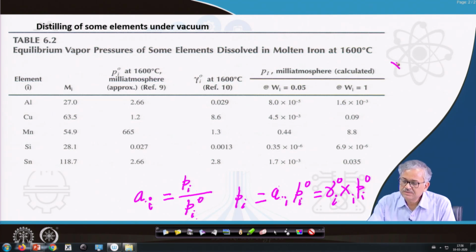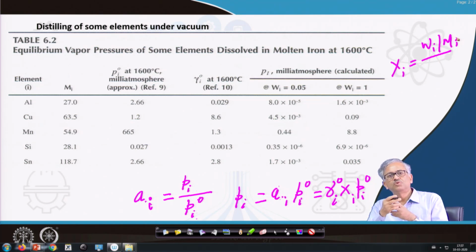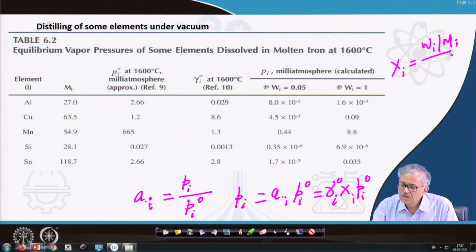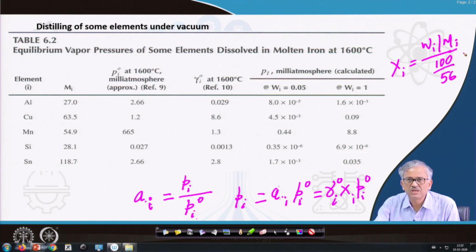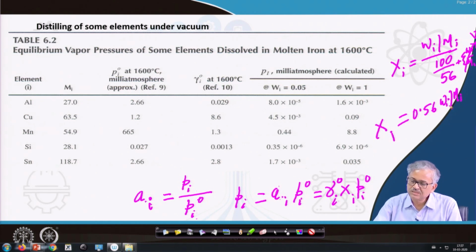And xi is the mole fraction, which you can write as weight percent of I divided by mi. Considering that liquid steel contains more than 95% iron and the least is impurities, the total moles I can simply take as 100 divided by 56 plus the summation of Wi by mi. Those are very small amounts, so this is negligible compared to 100 by 56. If I ignore that amount in the denominator, I can simply write 0.56 of Wi by mi. So xi is 0.56 Wi by mi.